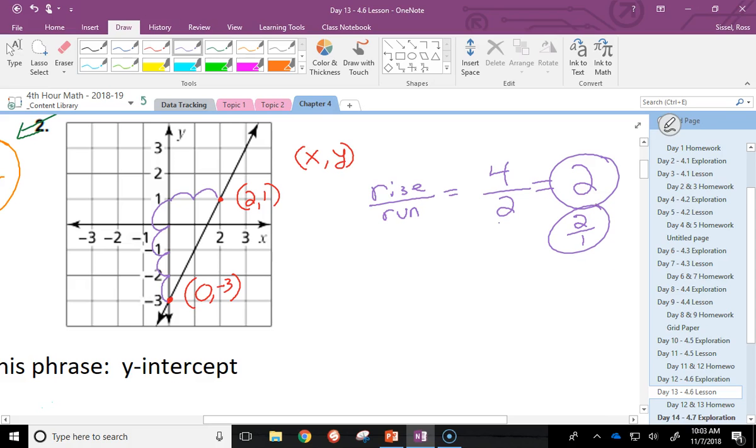Just to show you, if I would have started with 0, -3, and I worked my way up this line and said, here's a point, if I went to that first point, now this becomes 1, -1. Since these are the first two points, this would have been 1 over 2, my simplified version. If you want to make sure you don't have to simplify, follow your line up to the very next point that we know for sure. Okay?